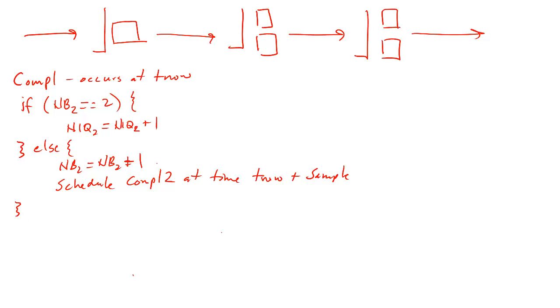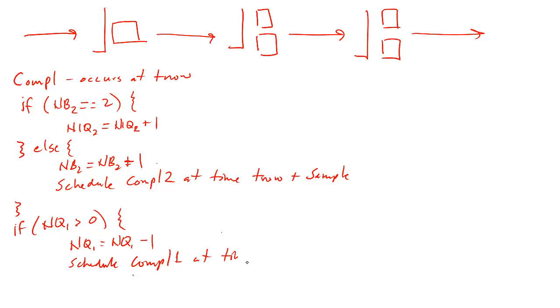Now, in this case, we also have to look at the queue of entities that are potentially waiting. So when a completion occurs here, what we've done is we've processed the entity that's moving forward in the process, but we also need to consider the entities that might be waiting in the queue for the check-in process. So we will then say if NQ1 is greater than 0, then we need to remove the entity from the queue, NQ1 minus 1, and schedule the completion event on the check-in process. So schedule completion 1 at time t now plus sample.